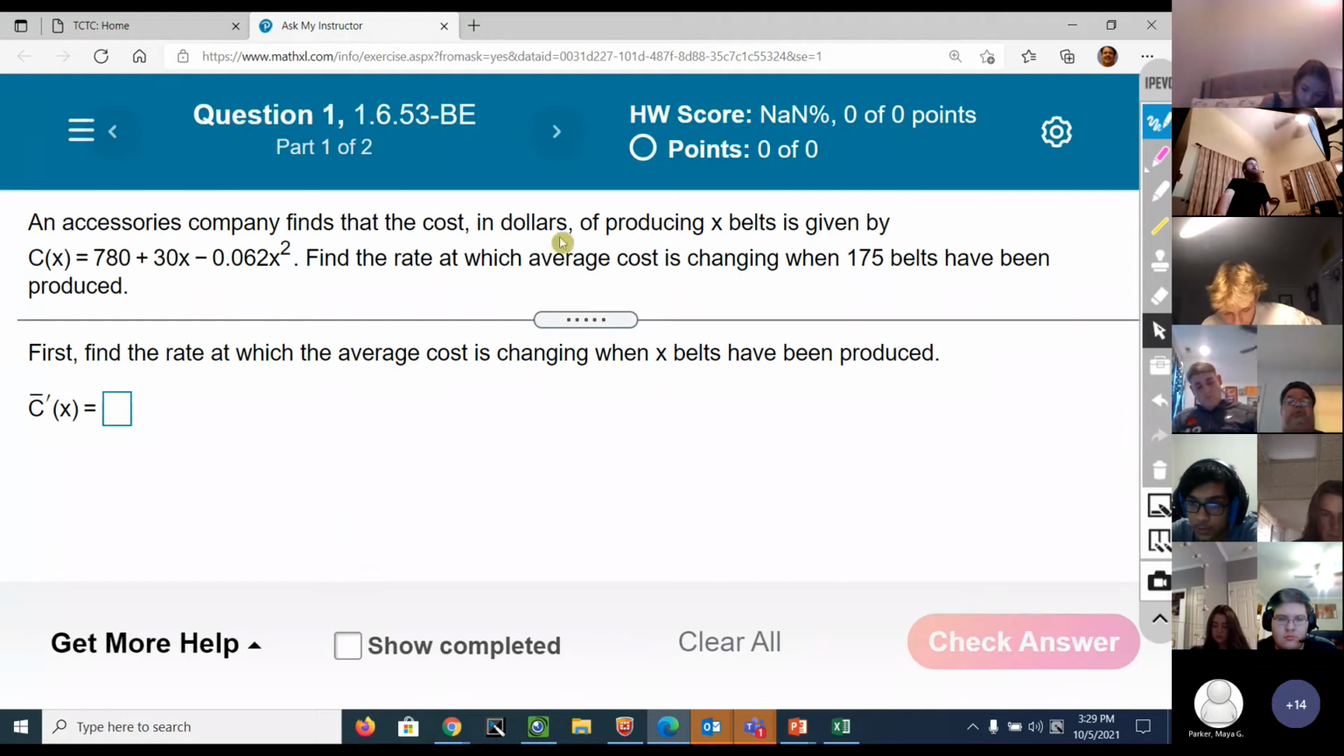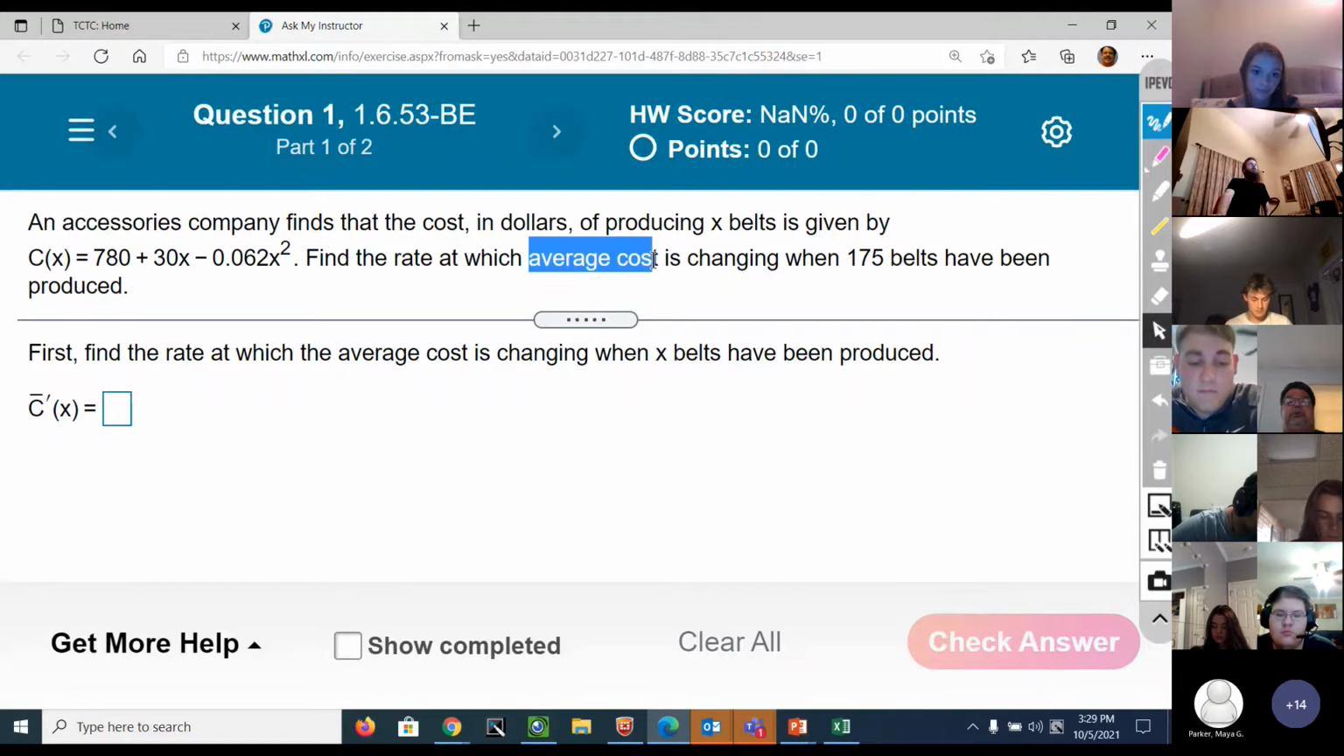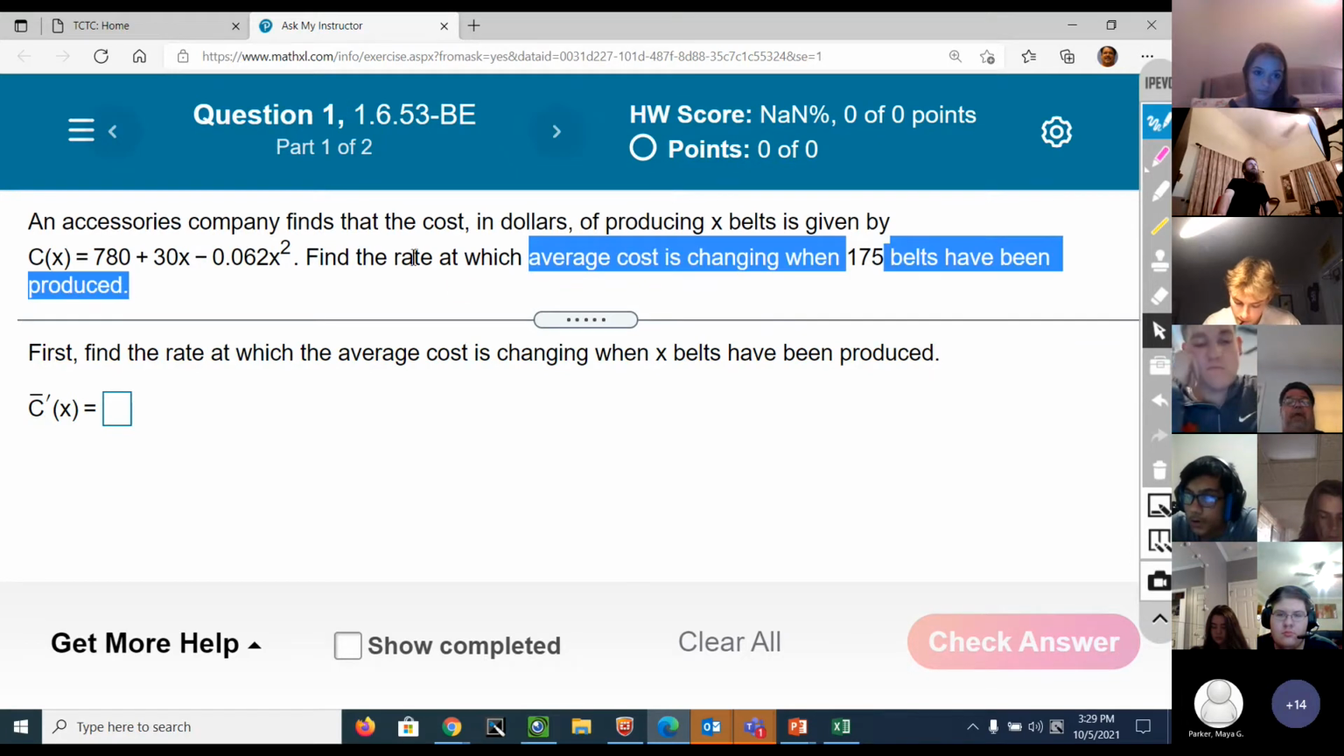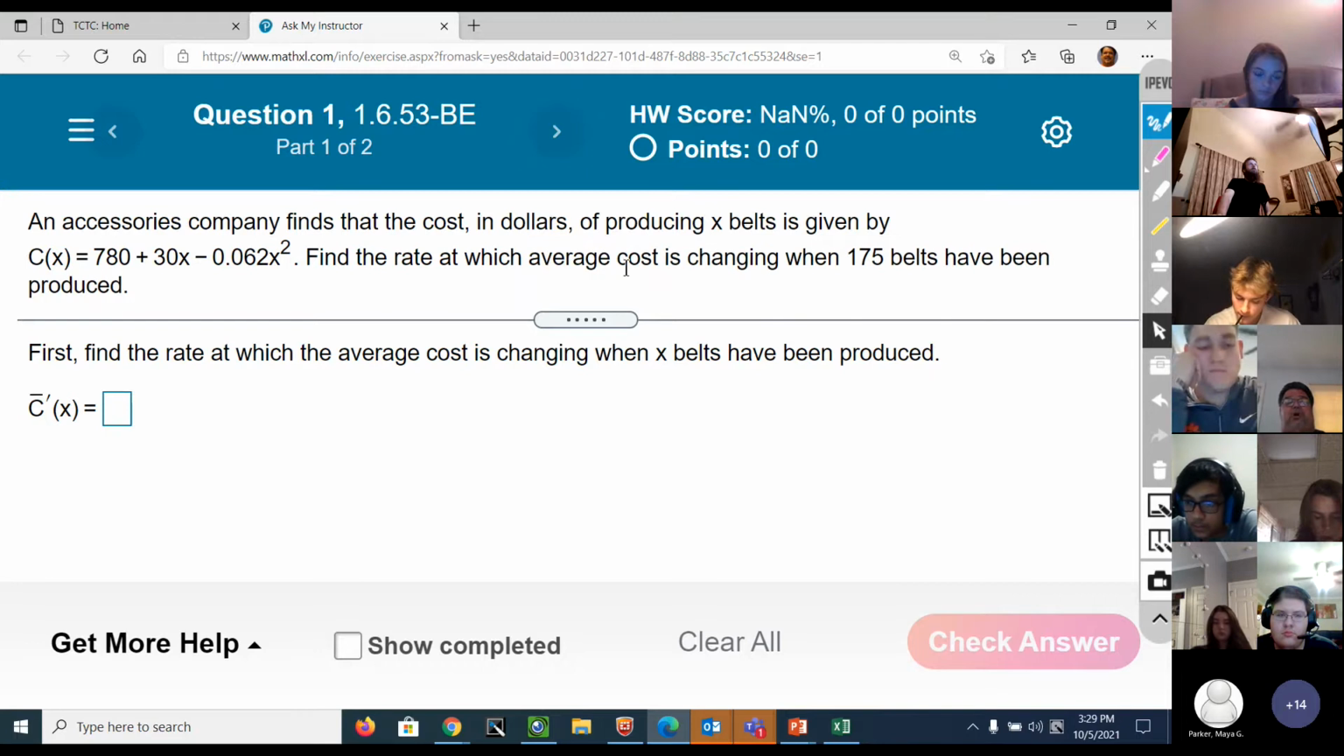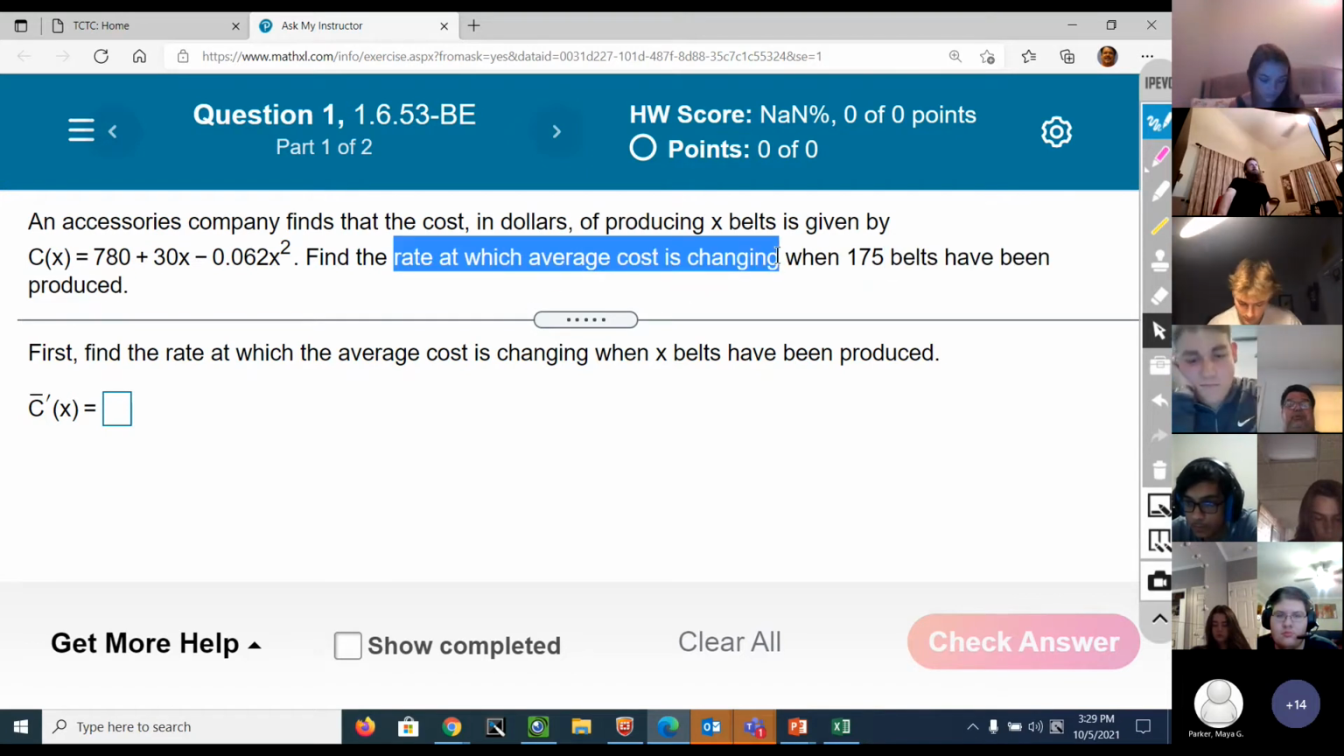An accessories company finds the cost in dollars of producing x belts is given by the cost of making x belts is equal to blah, blah, blah. Find the rate of change at which the average cost, average means divide by x, is changing when 175 belts have been produced. Okay, find the rate at which the average cost is changing. Find the slope of the average cost is what that says right there, I assume. So, here we go.